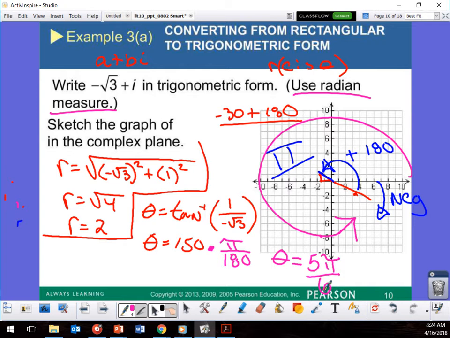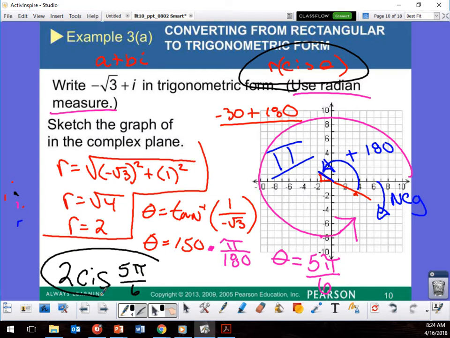Yeah. So my final answer, okay, write this in trig form. Here's my trig form again. There's my trig form. Is that r on this? Yes, that's r cis theta. So my answer is going to be, what was my radius? 2. 2 cis of 5 pi over 6. So 2 cis 5 pi over 6 is going to be my answer here.